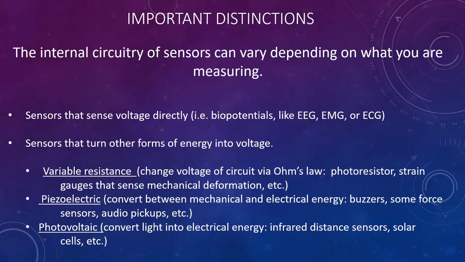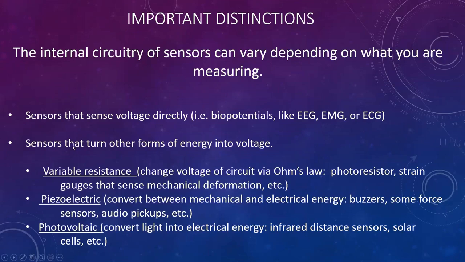So sensors that measure things like EEG or EMG or ECG, these are biopotentials. You're measuring voltage directly. And essentially, you're not converting energy into different forms. You're taking a small voltage that you pick up on the skin and then amplifying it and feeding it over to your voltage sensing analog input channel in the Arduino or whatever you happen to be using for data acquisition. So it's voltage to voltage.